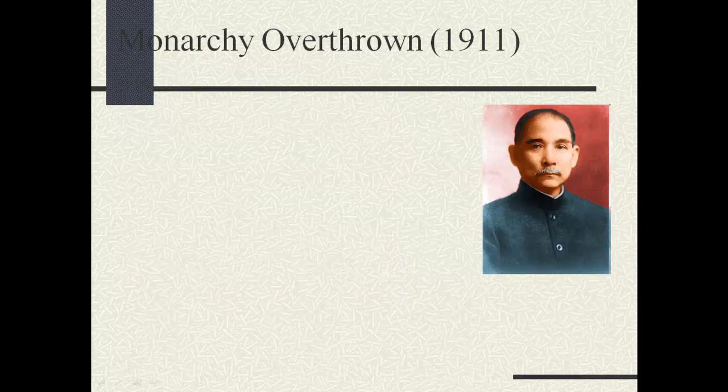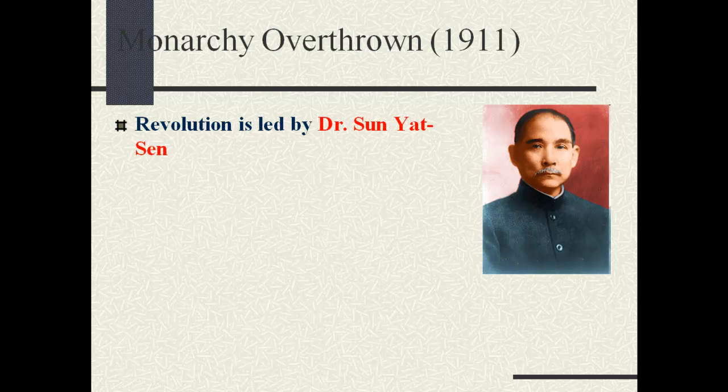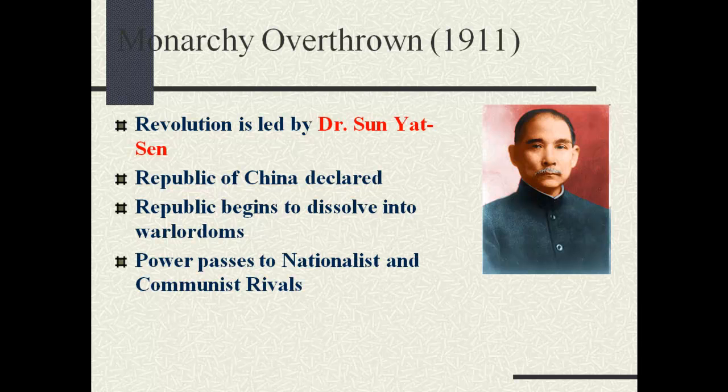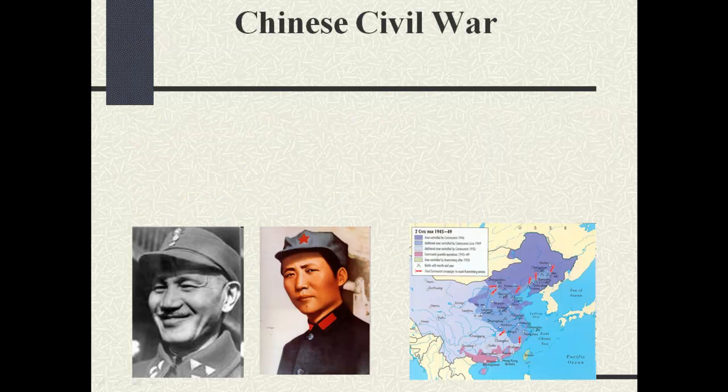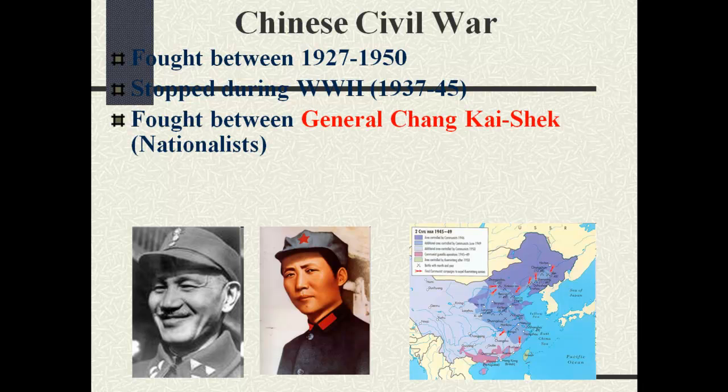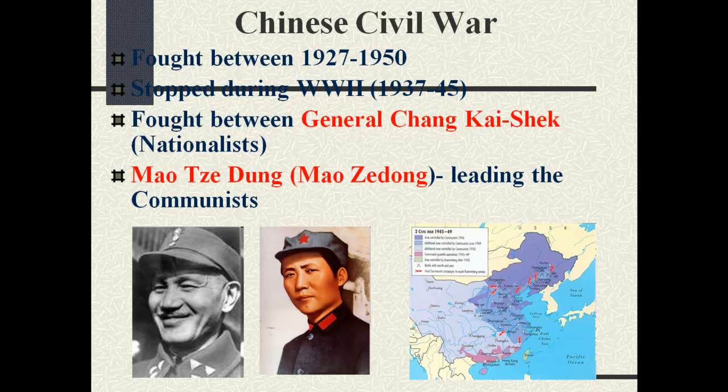The monarchy is eventually overthrown in 1911. The revolution is led by Dr. Sun Yat-sen. The Republic of China is declared. The republic begins to dissolve into warlordoms. Power passes to nationalist and communist rivals. And then that leads us to the Chinese Civil War, which was fought between 1927 and the 1950s. It stops temporarily when World War II is starting. It's fought between General Chiang Kai-shek, the nationalists, and Mao Zedong leading the communists.